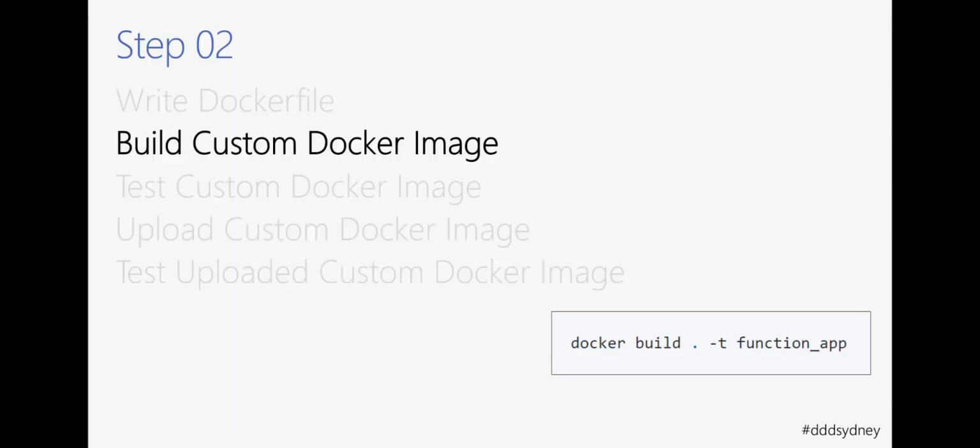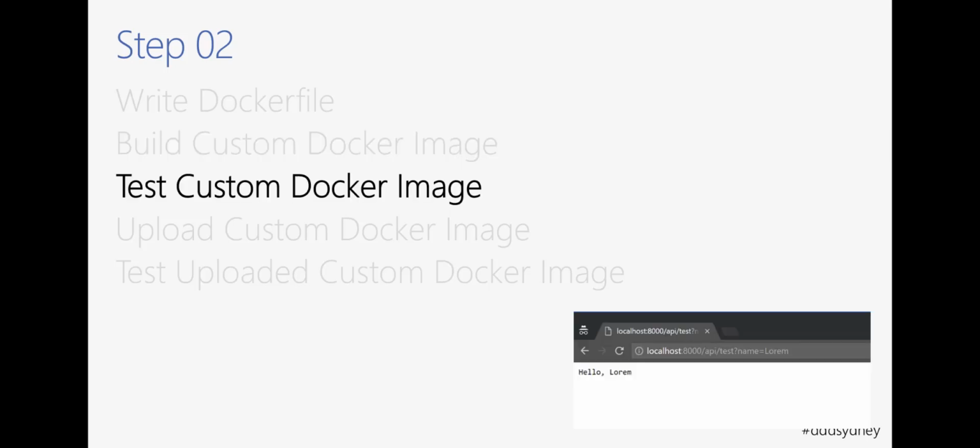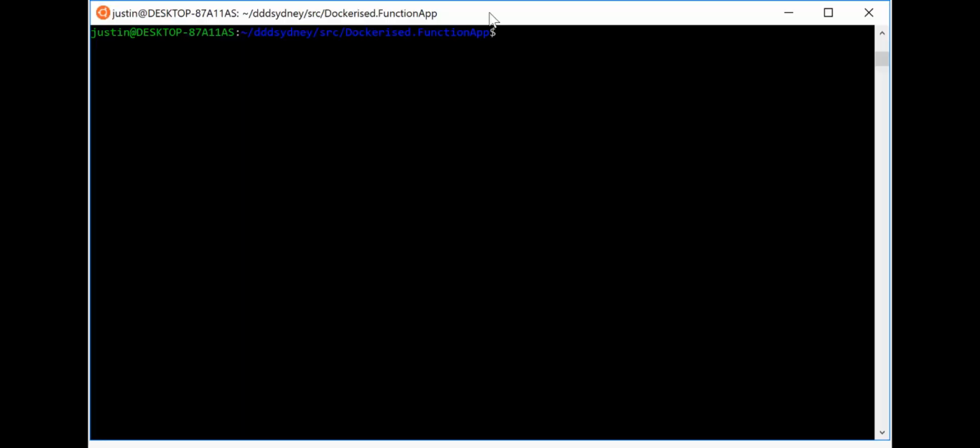So once the Dockerfile is ready, we run the Docker CLI to build this custom container image. Then with that, we can test run this container image on our local machine. And yeah, so let's have a look at this video.